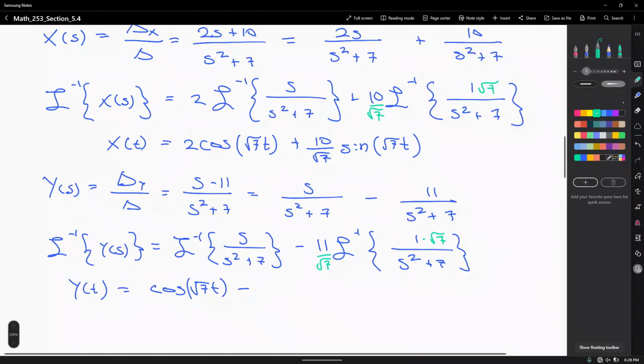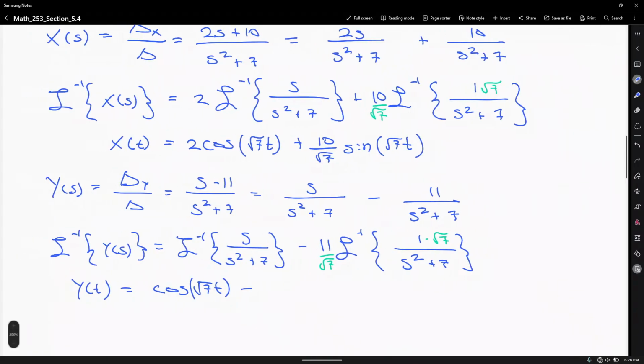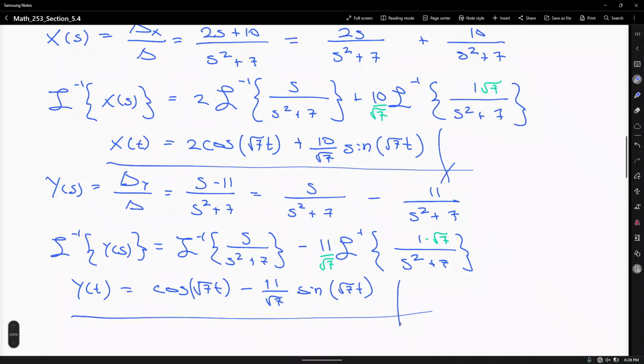And that's going to leave us with 11 over root of 7 sine of root of 7t. So that's the solution to the system. This is the x equation, and this is the y equation. No eigenvalues, no eigenvectors, only a tool that you already know how to use, Laplace transforms. That's all it is.